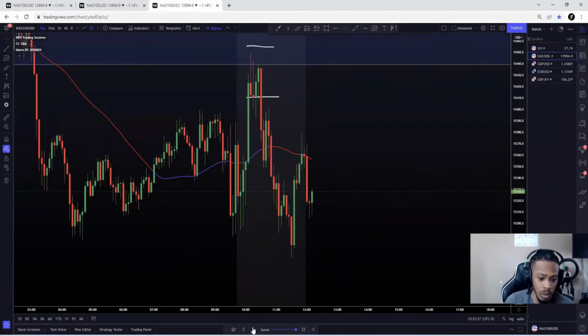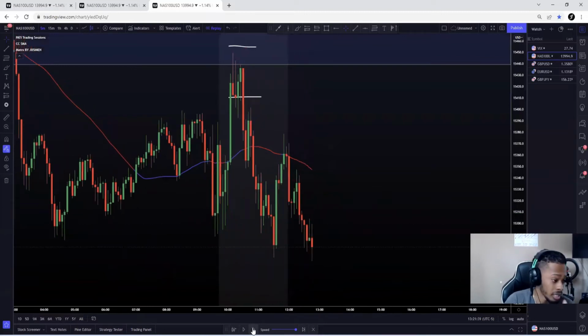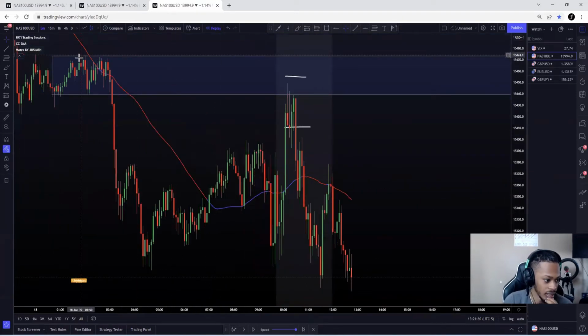And this is actually a super high RR right here. But are you going to sit through it? People want high RR, but are you going to sit through it? That's the thing. Are you really going to sit through this? This is a lot going on right here.